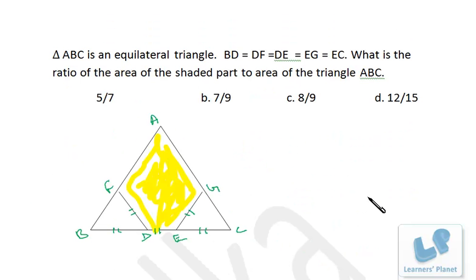Now let's see this problem. ABC is an equilateral triangle where BD is equal to DF is equal to DE is equal to EG is equal to EC. We have to find the ratio of the area of the shaded part to the area of triangle ABC. The shaded part means AFDEG. That means precisely from the total we have to find the portion that is shaded, that is AFDEG, right? Now for this problem there is no paperwork required at all.